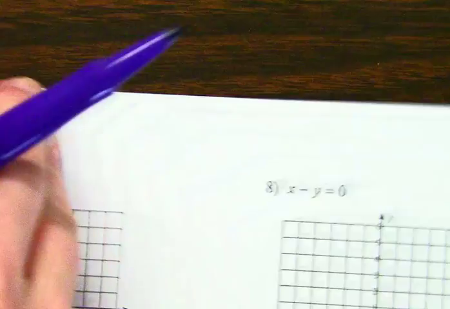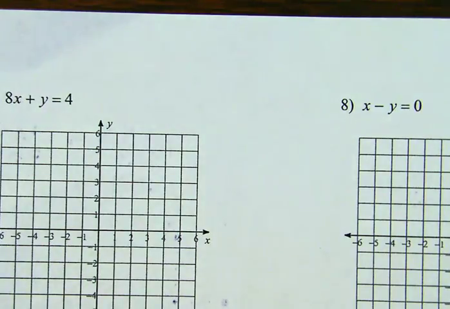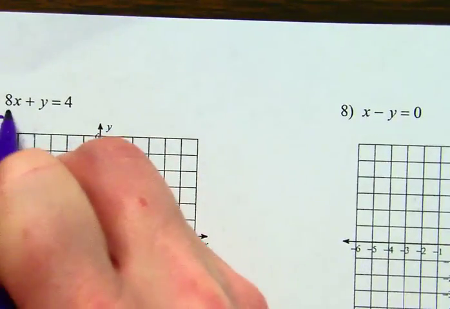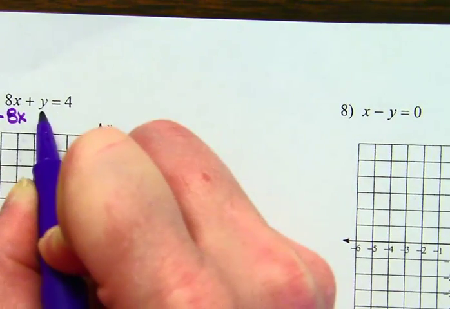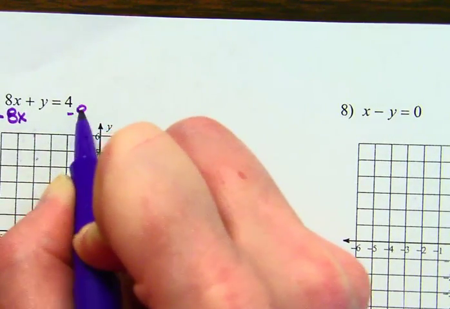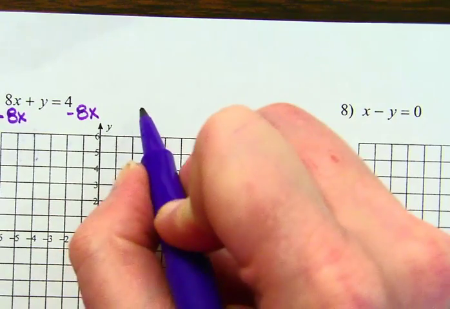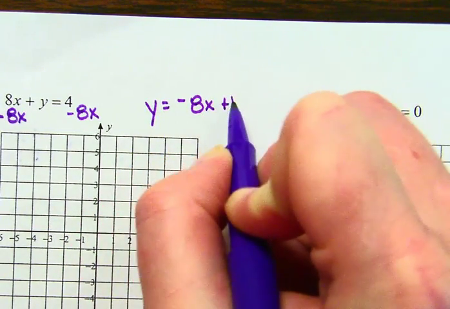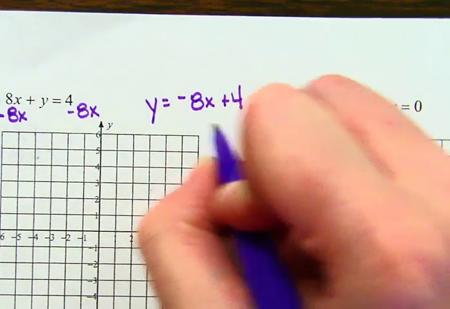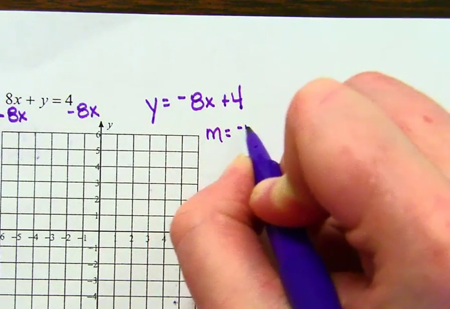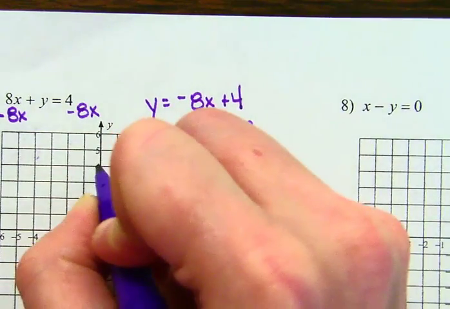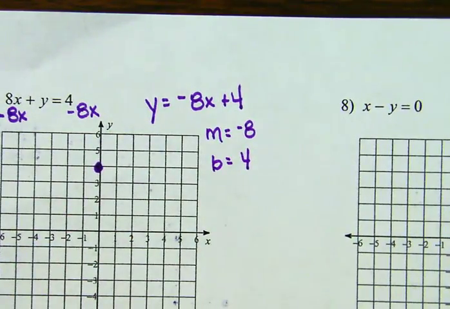Next, we got to deal with standard form. I'm going to isolate my y. I'm going to subtract the 8x from both sides, and then I'm done with this one. Y equals negative 8x plus 4. That means my slope is negative 8. My y-intercept is 4, so I start at 4 on the y-axis.